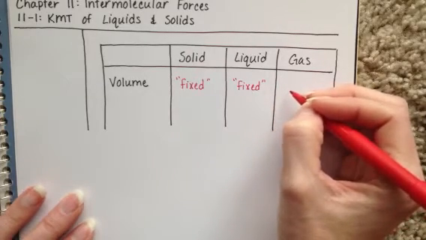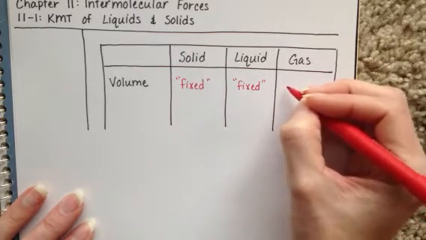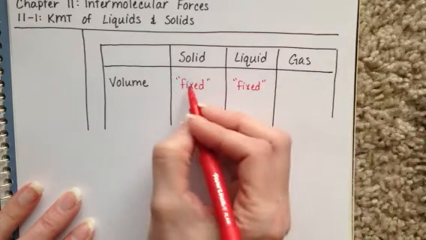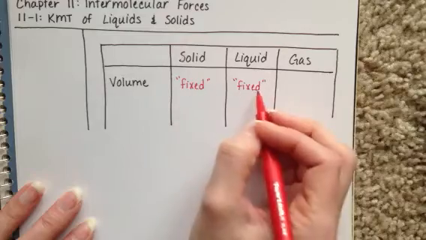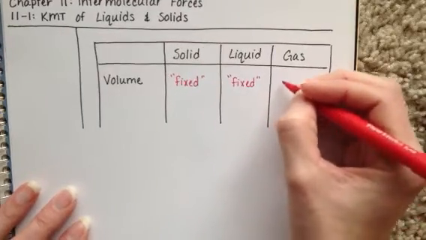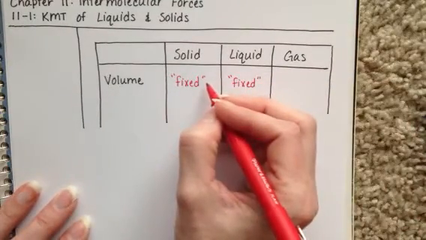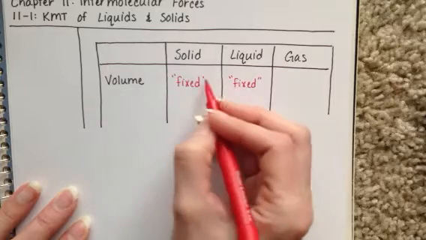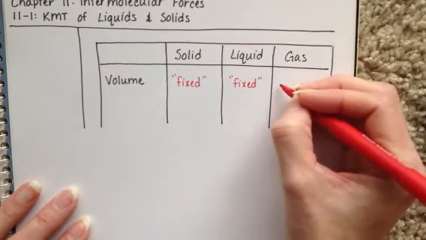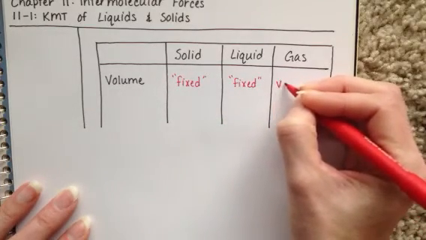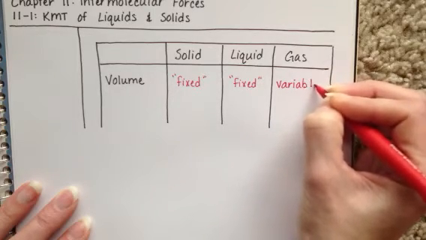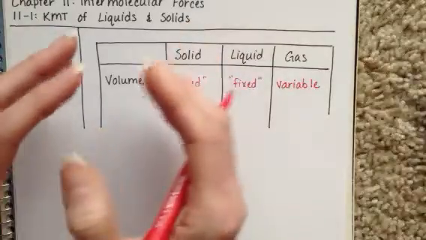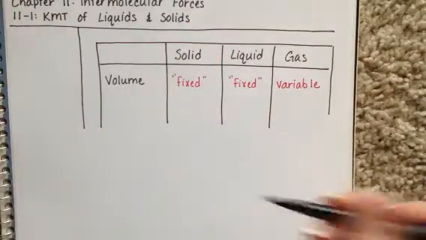But for engineers, people that build bridges, people that build airplanes, things like that, those kind of scientists need to know that the volumes of solids and liquids will change with temperature. So we'll say fixed because most people don't need to know it, but we'll put quotation marks around it for the future engineers. The volume of a gas, you learned, is variable. It is very easy to compress a gas, to make it smaller, or to expand it, make it bigger.